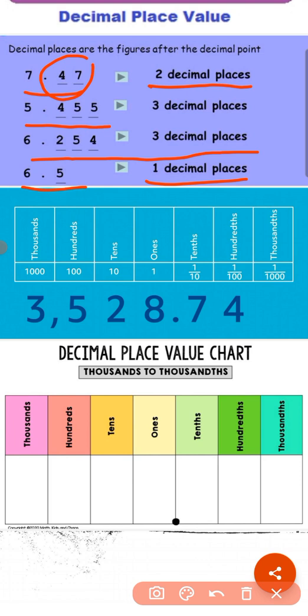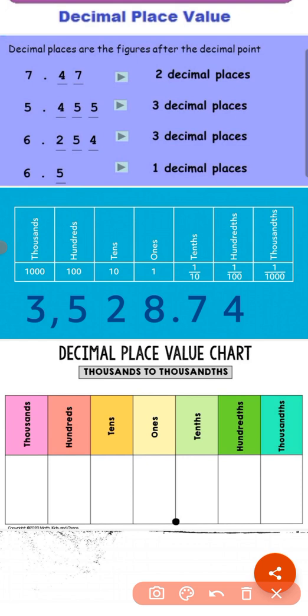Decimal places are the figures after the decimal point. Here, this is the decimal point. After this decimal point, there are two digits. These are the decimal places. Here, this number has two decimal places. In this example, the number has three decimal places. Here also, this number has three decimal places. Here, this number has only one decimal place.